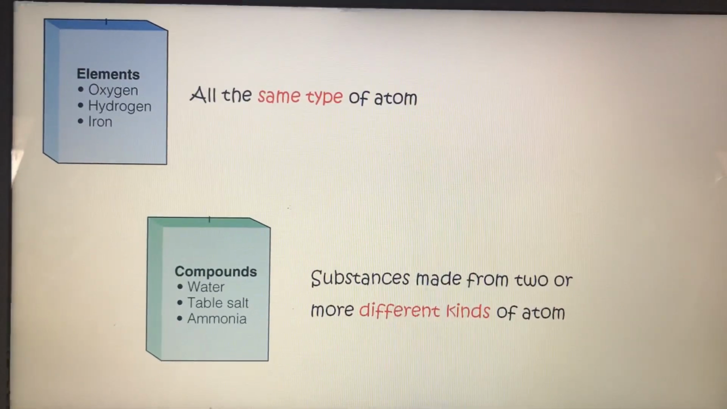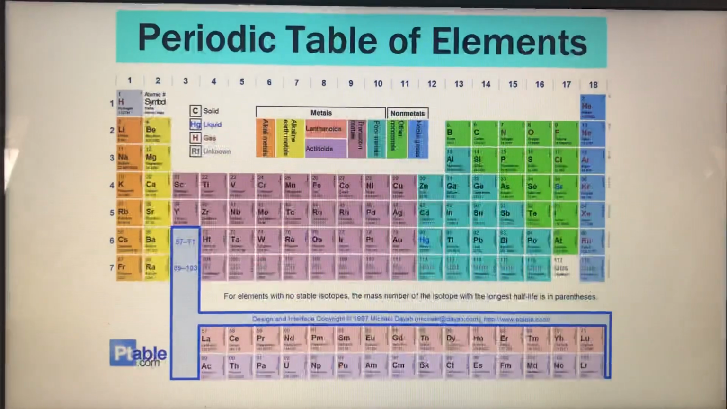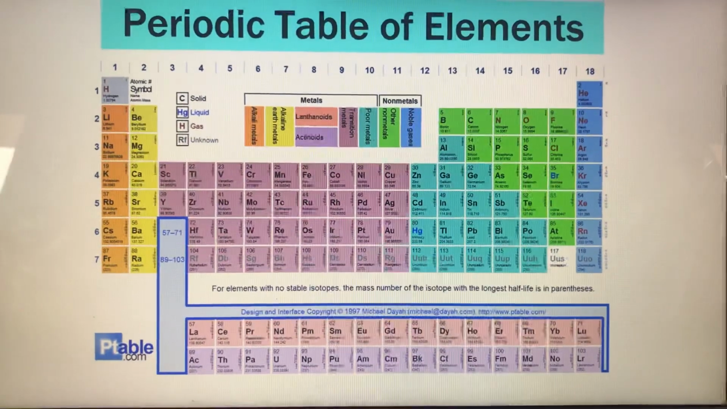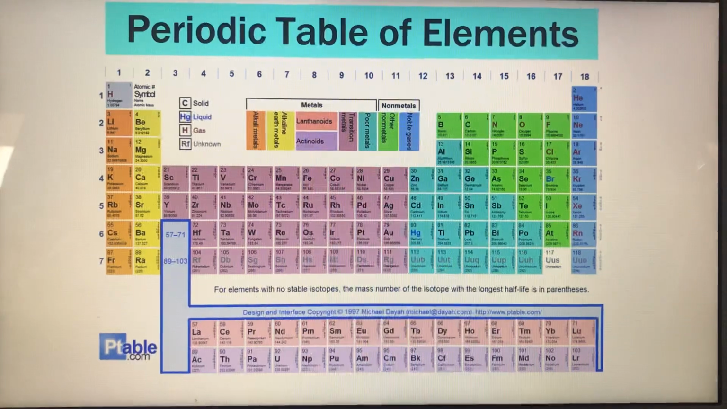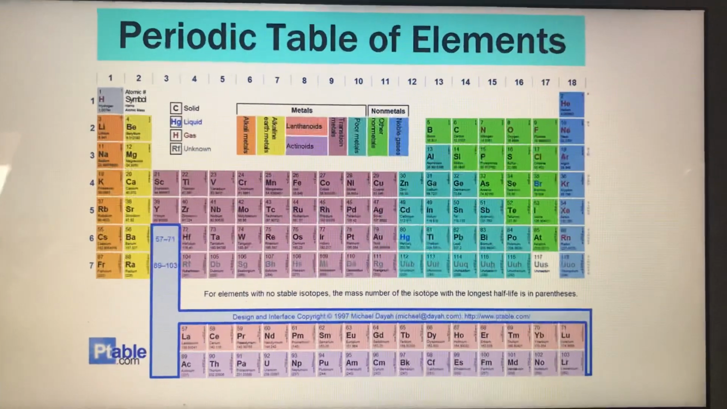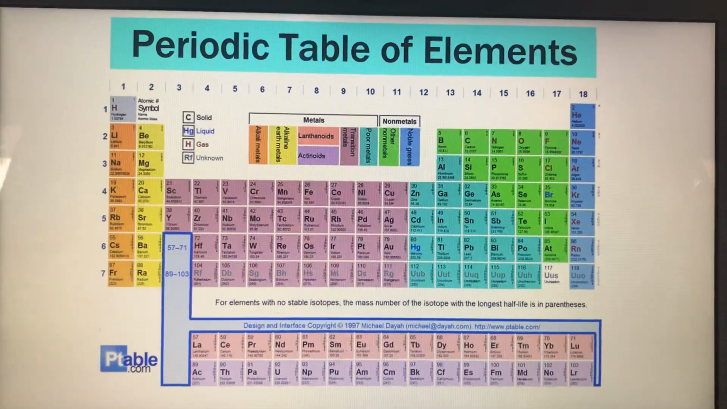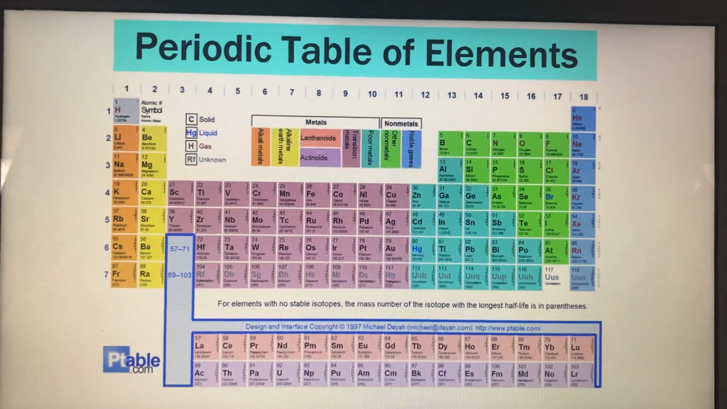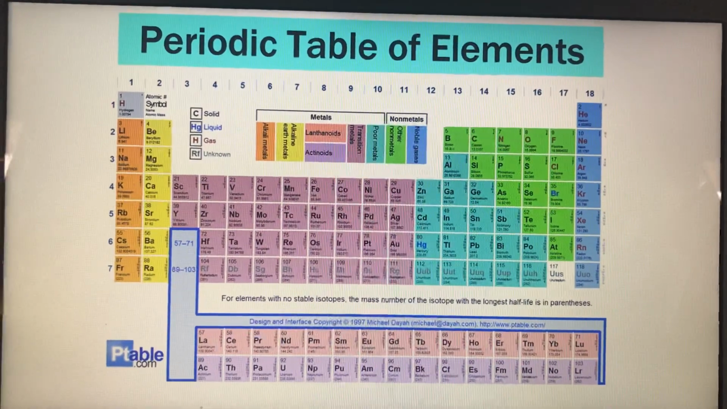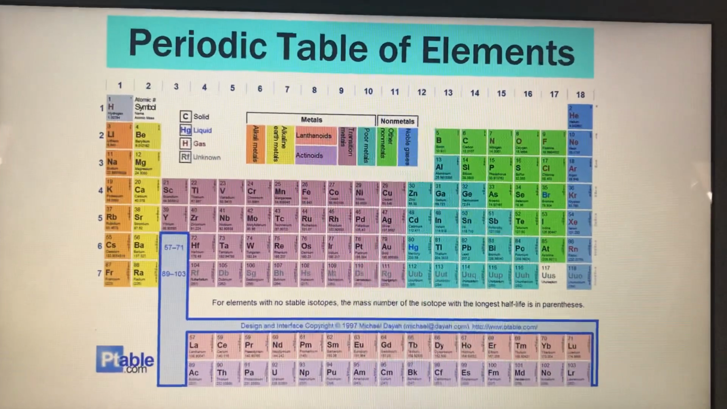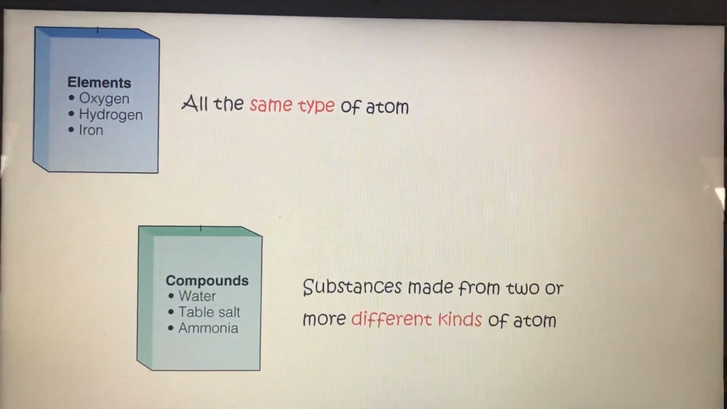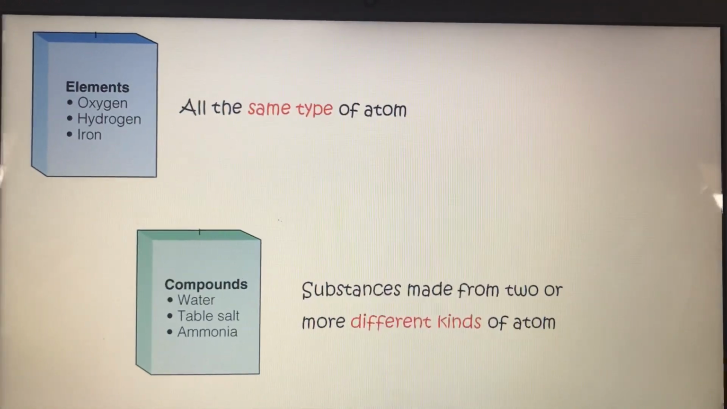Elements are all the elements found in the periodic table. I'm going to show you the periodic table now. Okay, we have a lot of elements. Every single element is made up of one atom. So when I say oxygen, let's say, it is an element. It's one atom of oxygen. When I say hydrogen, it's an element. When I say sodium, it's an element. But what is the difference between element and compound?